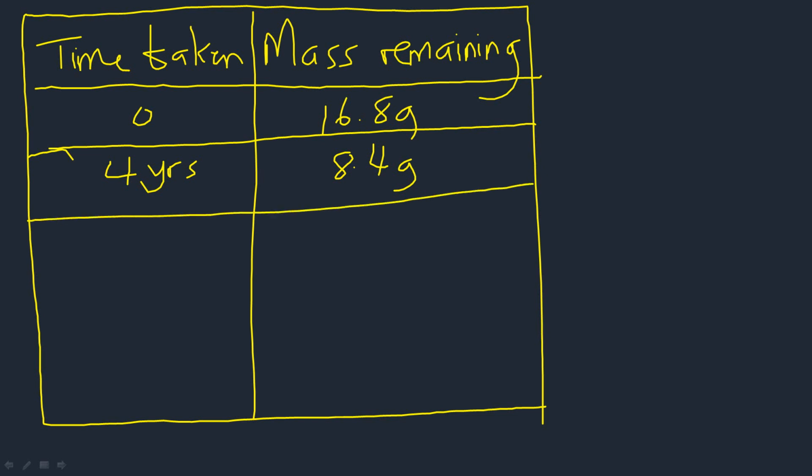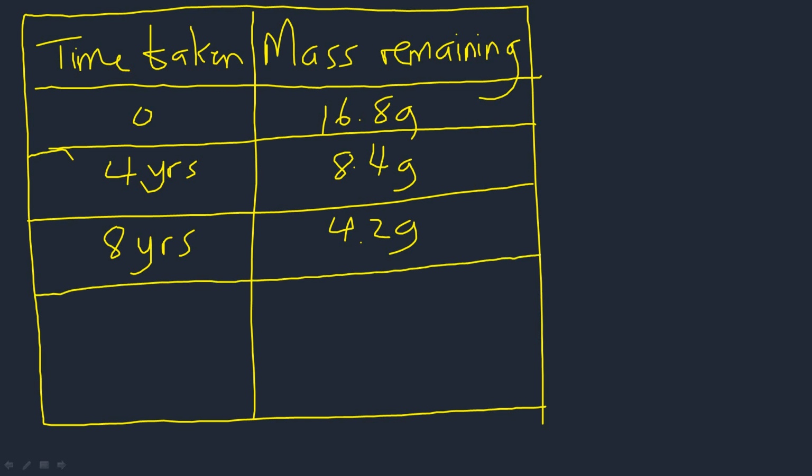After more 4 years, remember we said with this table method, where there is a time taken, you keep adding the half-life. For the mass remaining, you keep dividing by 2. So let's add here more 4 years, you come to 8 years. So after 8 years, you'll have 8.4 divided by 2 is 4.2 grams.